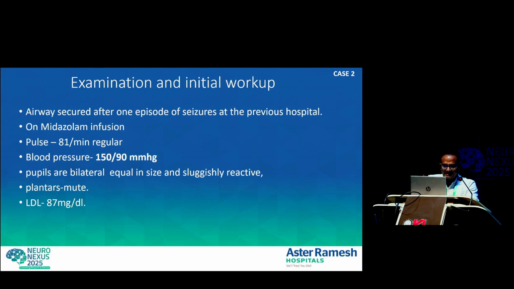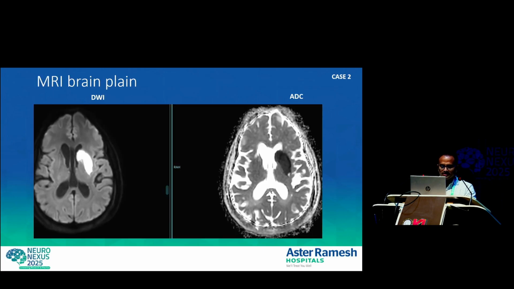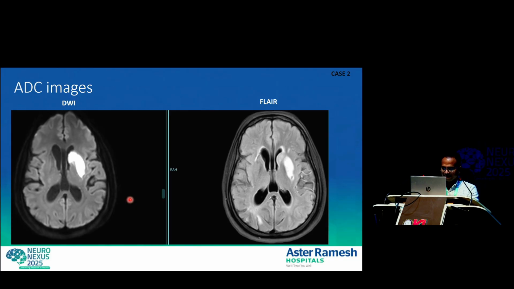On examination workup, the airway was secured at the previous hospital after one episode of seizures. He was on midazolam infusion. The pulse was regular. BP was 150 by 90 millimeters of mercury. Pupils are equal and reactive. Plantars are mute. LDL was 87 milligram per deciliter. MRI brain plain showed restriction of diffusion in the left MCA territory with reversal in the ADC. FLAIR also showed hyperintensity in the same corresponding area.